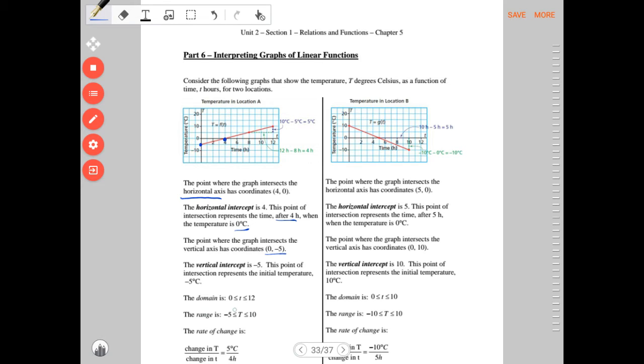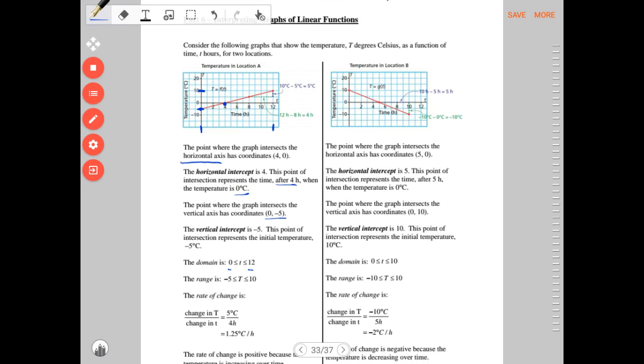The domain here is between 0 and 12. So we started off at 0 and we went all the way up to 12. That's the domain. The range is -5, so we start at -5 degrees Celsius and we went up to 10 degrees Celsius. So that's the range.